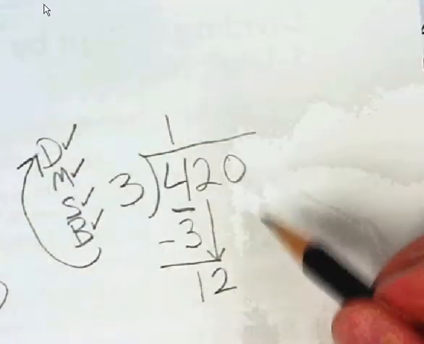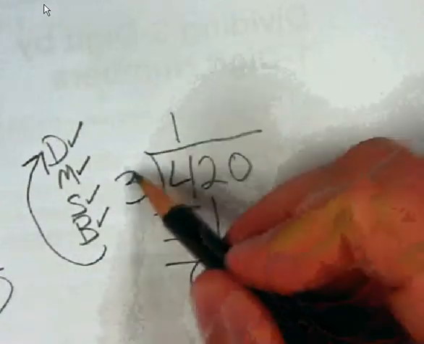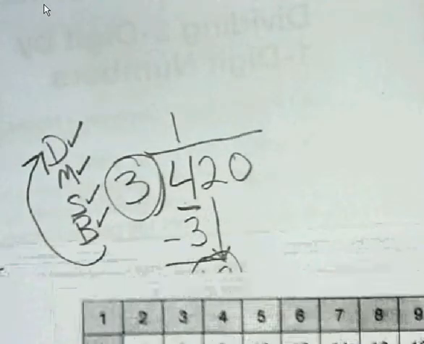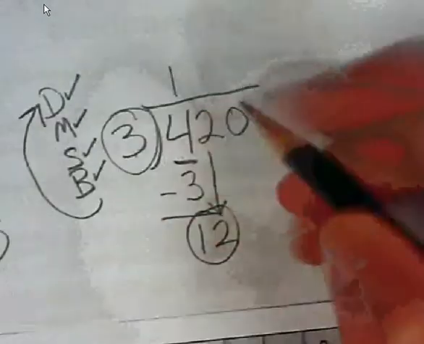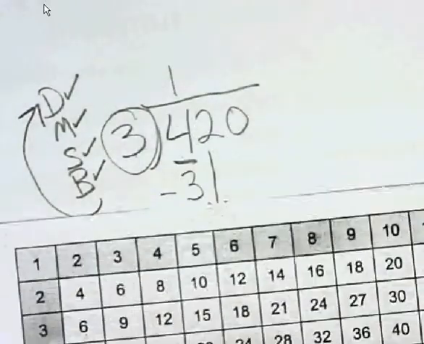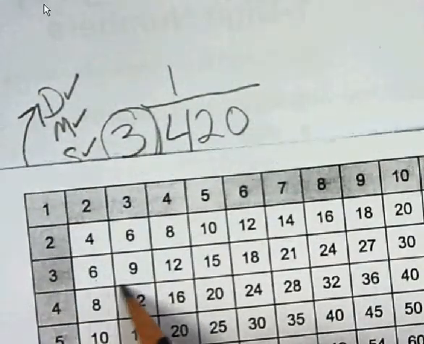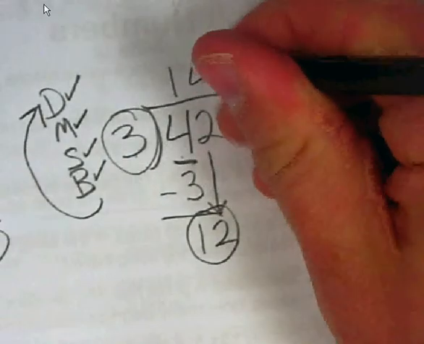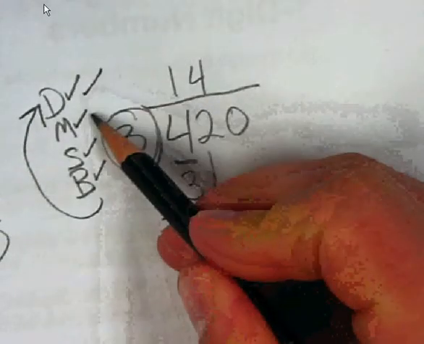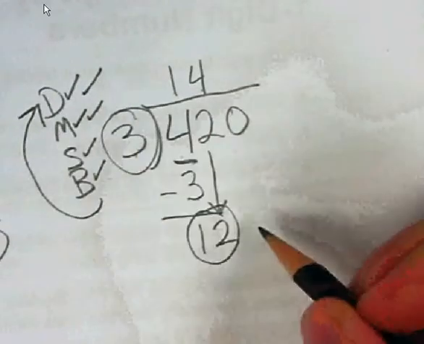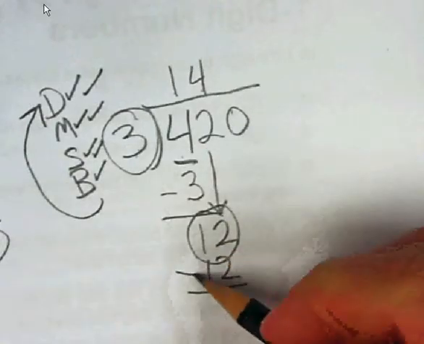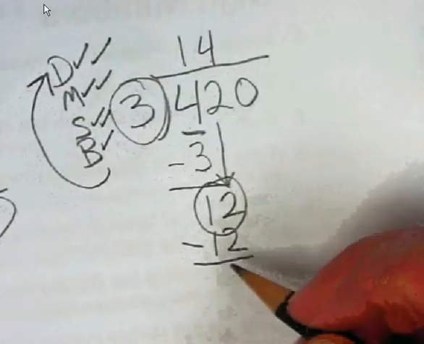and we're going to say what is 12 divided by 3. Okay, so again, if you need to, you can pull out your chart, and you want to say 12 divided by 3. So I'm going to go into my 3's here, slide across. 12 is a multiple of 3, so it would be 4. Now I'm going to multiply. 4 times 3 is 12. Now we subtract. 12 take away 12 is 0.